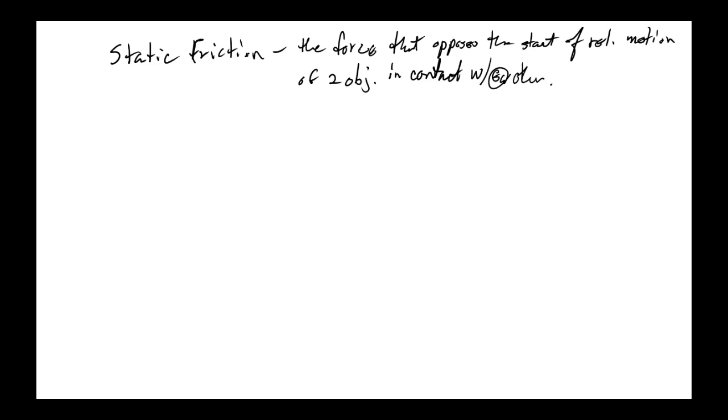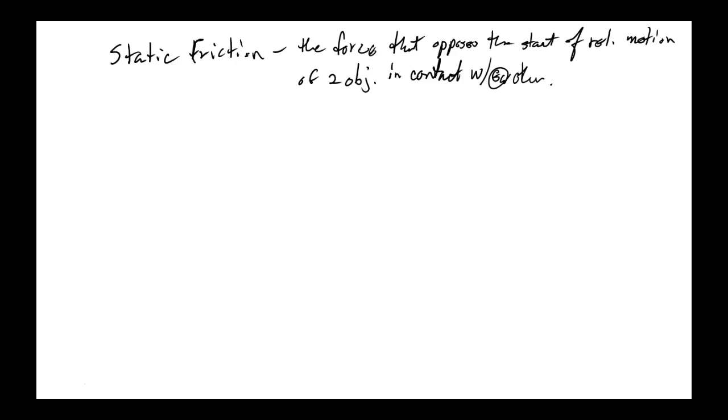Okay? And when I push a little bit, it's pushing back at me a little bit. A little bit more. As long as it doesn't move, then it's pushing back a little more. So you see, static friction is sort of a variable friction. It only is enough to keep the motion from happening. That's what they mean by the force that opposes the start of relative motion of two objects in contact with each other.